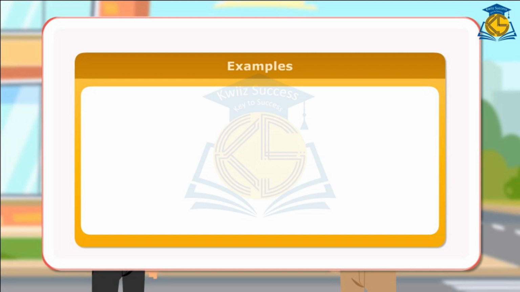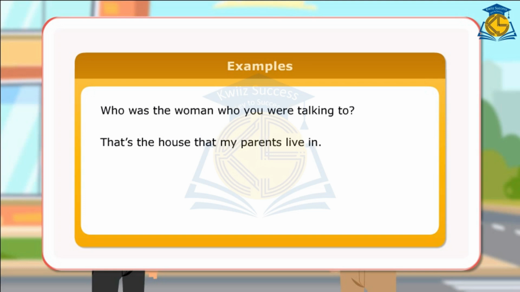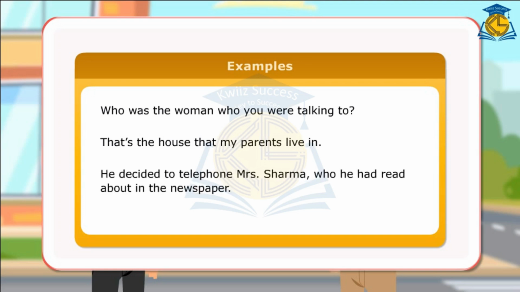Here are some more examples. Who was the woman who you were talking to? That's the house that my parents live in. He decided to telephone Mrs. Sharma, who he had read about in the newspaper. That's the program to which we listened last night.